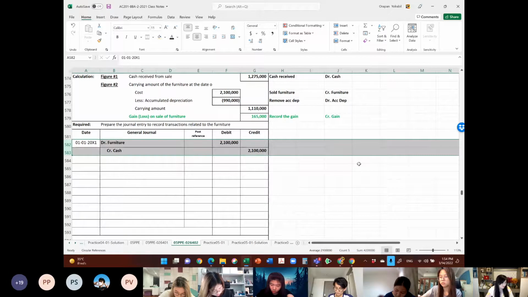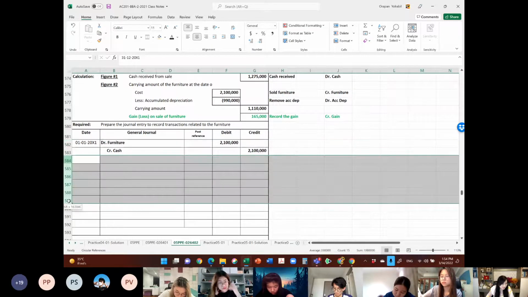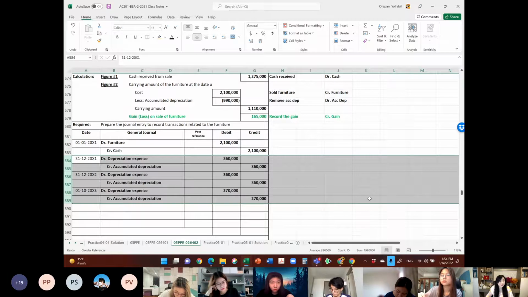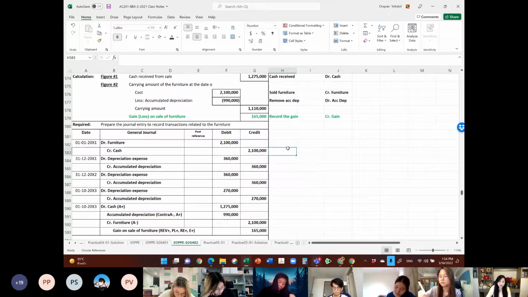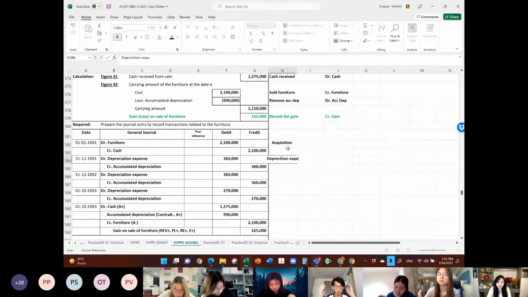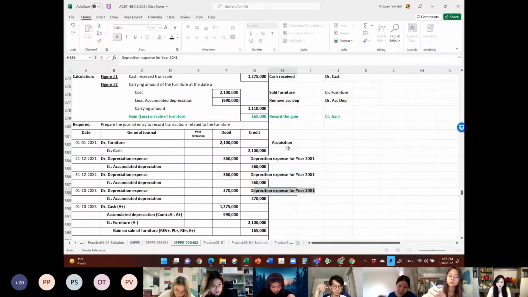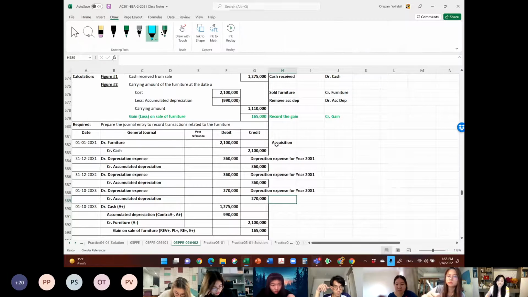You have to record the furniture when you buy it by recording a debit to furniture, credit to cash. Then you have been using the asset for 2 years and 9 months, so you have to record depreciation in year 1, year 2, and then year 3. And lastly, you have to record the sale of this furniture. So this is the acquisition, and this is the depreciation expense for year 1. This is depreciation expense as well.